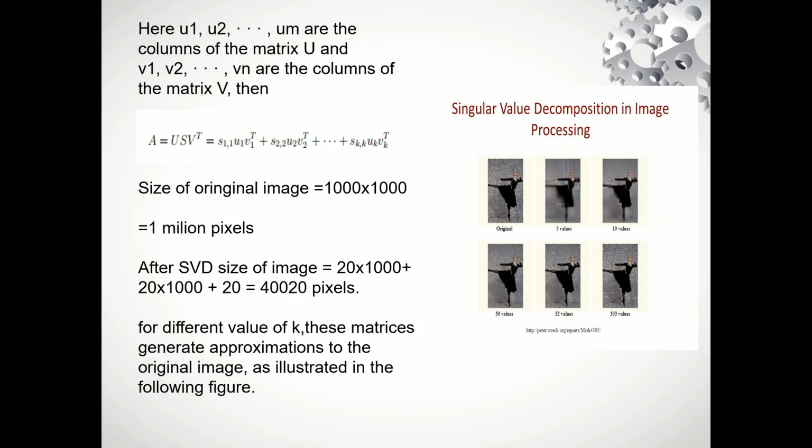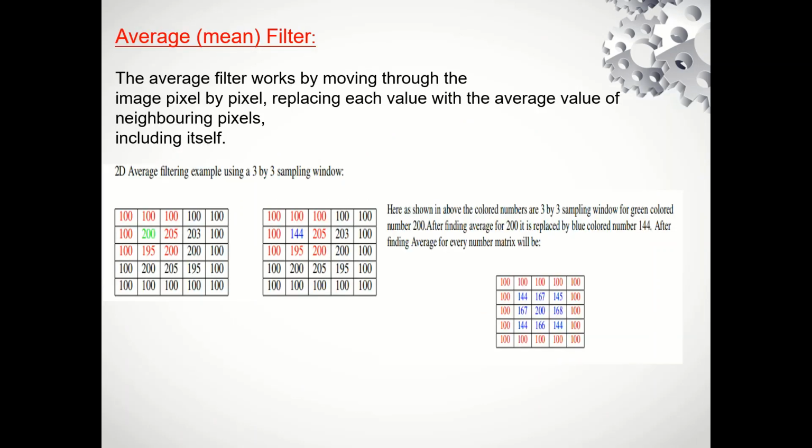If a satellite wants to send an image of size 1000 cross 1000, then the satellite would have to send 1 million numbers. As typically only the first elements Sii of the matrix S of the SVD decomposition for A are significant and the others are small, it is enough that the satellite sends, say, the first 21 columns of U and V, and the first 21 numbers Sii. That will give an approximation of the original image. For different values of k, these matrices generate approximations to the original image, as illustrated in the following figure.